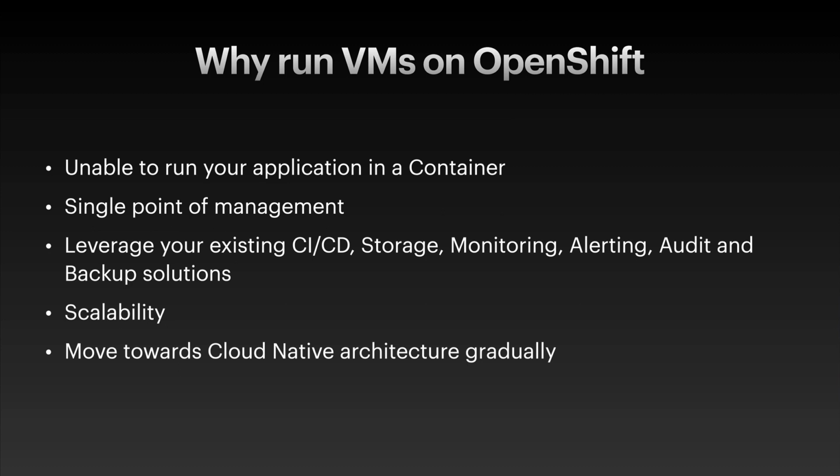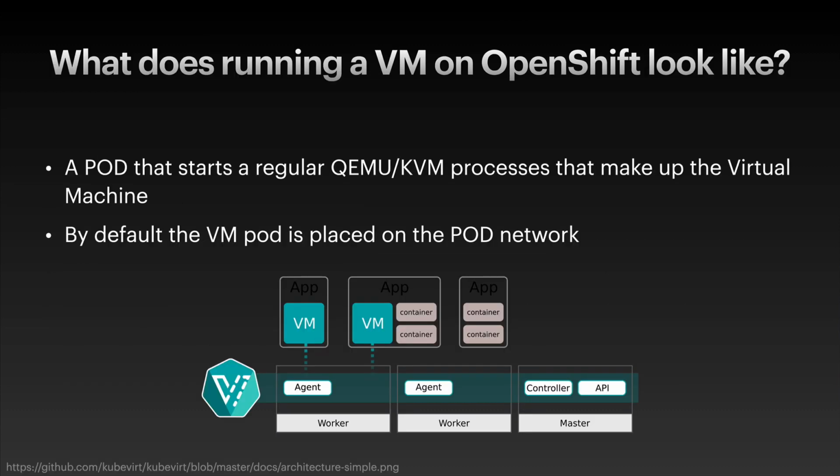Scalability is something you get pretty much for free with Kubernetes, and running VMs on OpenShift is no different. And finally, it also helps you adopt a cloud-native architecture, so you can move towards containerization gradually. For example, you could potentially start with a monolithic application running in a VM on OpenShift, and then slowly break away components from that into smaller microservices where you can still leverage some components running in the VM until everything has been containerized. So what does running a VM on OpenShift actually look like?